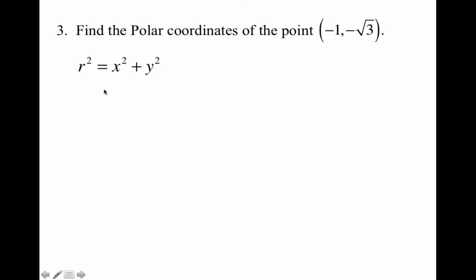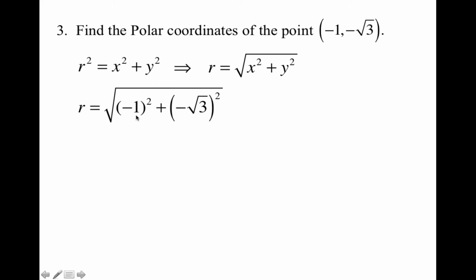So this is a little bit more difficult. We have the x and the y, but we need the r. So using the Pythagorean theorem, I know that r will equal the square root of x squared plus y squared. So when I substitute in the x with -1 and the y with square root 3, I get square root of 4. Now I still need the theta.